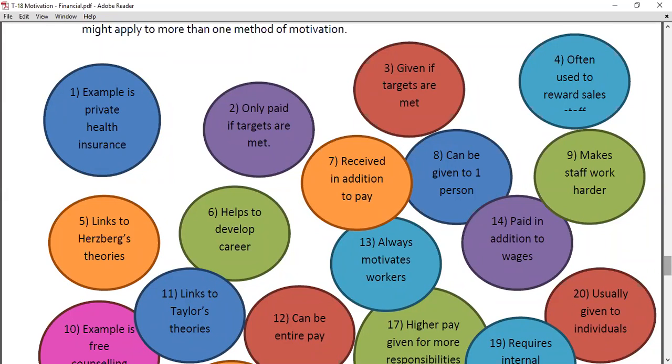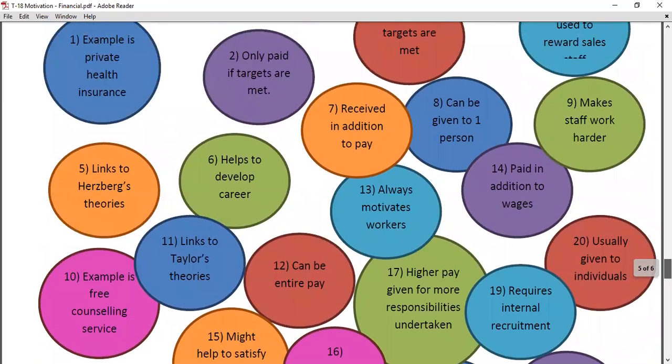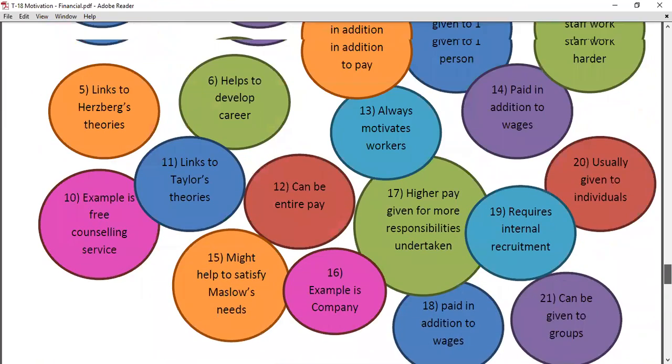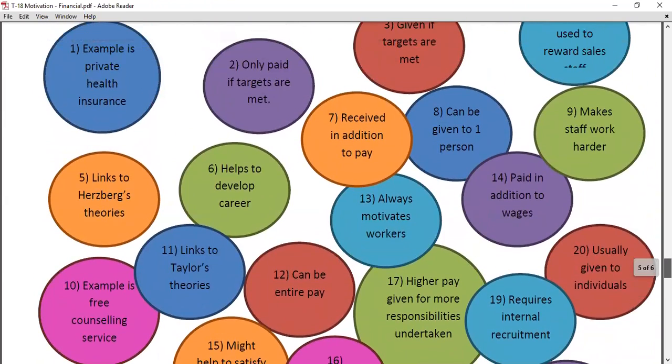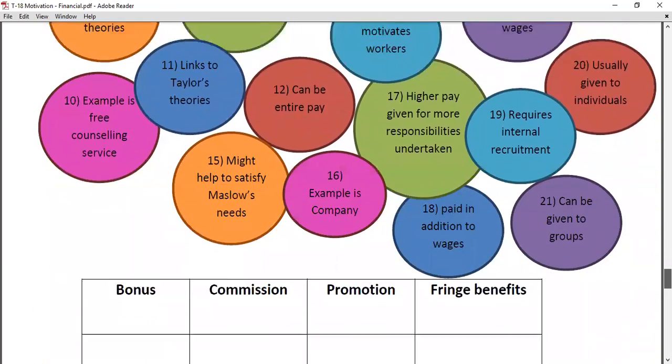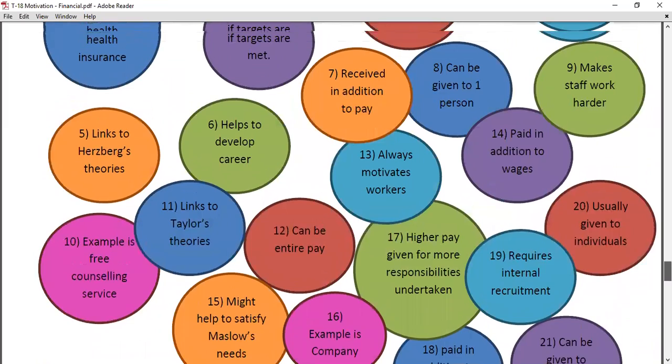Helps to develop career, what? Promotion. Received in addition to pay. In addition to pay, that's also bonus or fringe benefits, right? Can be given to one person, promotion, right? So there are certain things like that. And ninth, make staff work harder: promotion, or can I say bonus or commission, right?